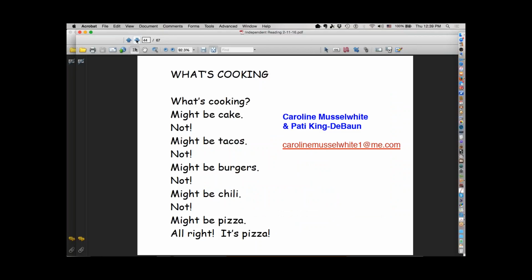So here's a "What's Cooking" book. What's cooking might be cake, not. Might be tacos, not. Might be burgers, not. Might be chili, not. Might be pizza. All right, it's pizza. So what we've got here is a slot fill. We've got the repeated line, what's cooking and not. We've got "might be cake," is this that slot filler, that predictability that we're filling it with different food items.